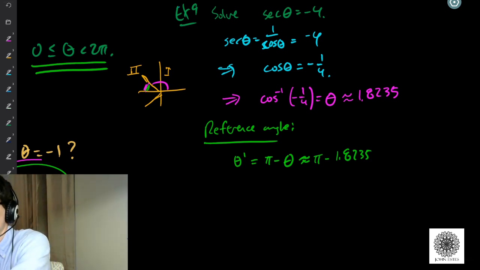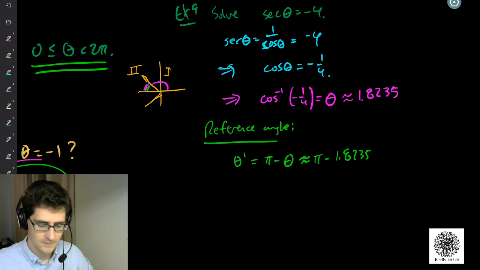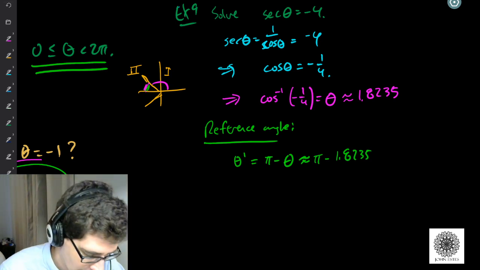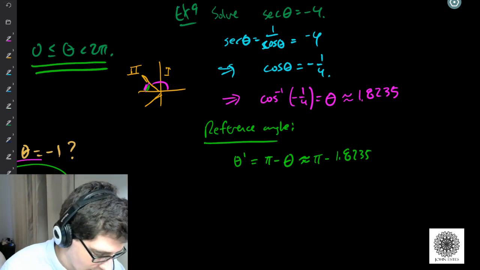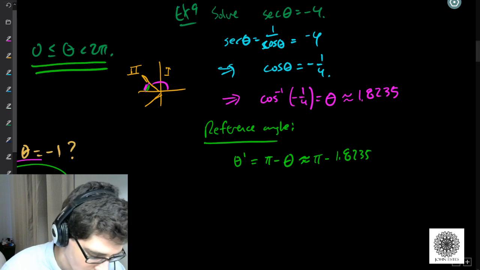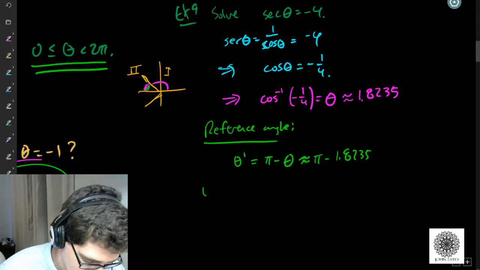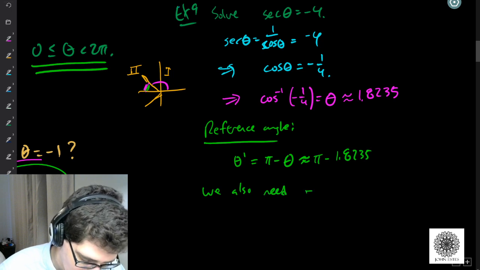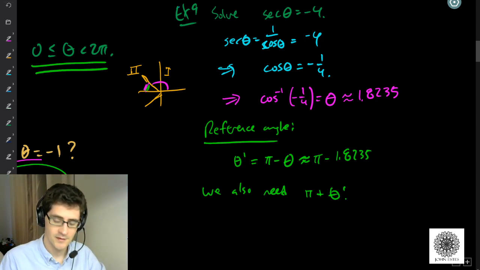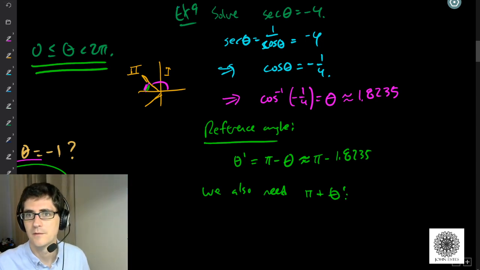Okay. And let's jump on to Cloud to figure out that solution. And before we do that, let's also keep in mind that my quadrant 3 angle is going to be, so we also need, pi plus whatever that reference angle we're about to find is. Okay, so let's keep both of those things in mind.